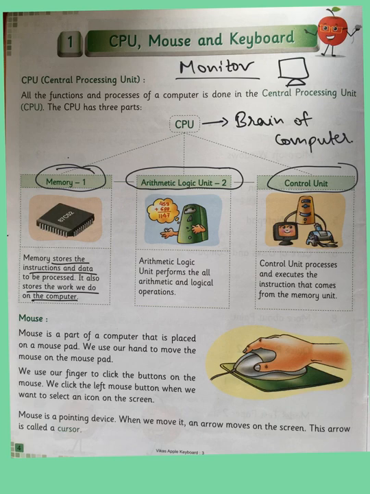Arithmetic logic unit performs all arithmetic and logical operations. The computer not just stores information in the memory, but it also performs mathematical operations. For example, if we use a calculator inside the computer and we just type 2 multiplied by 2, the computer will give us the correct answer 4.